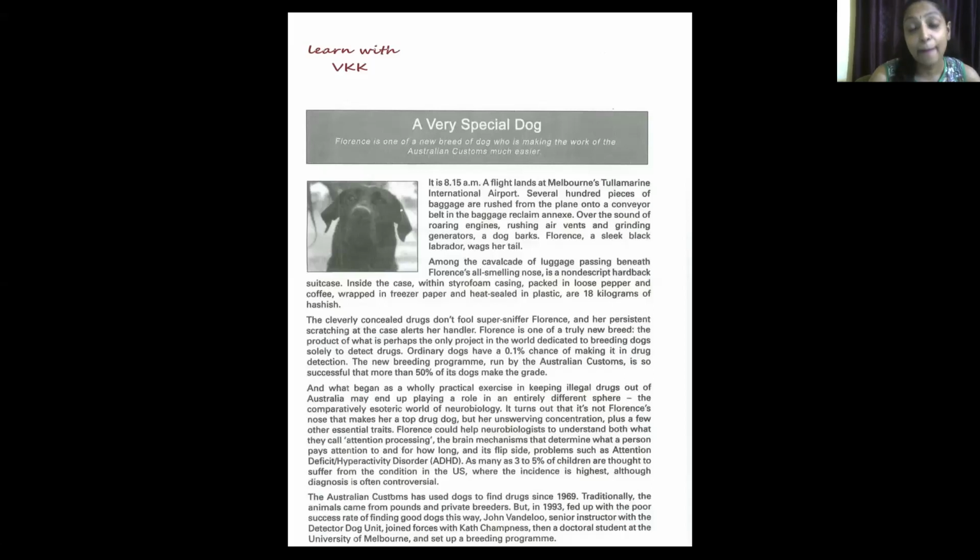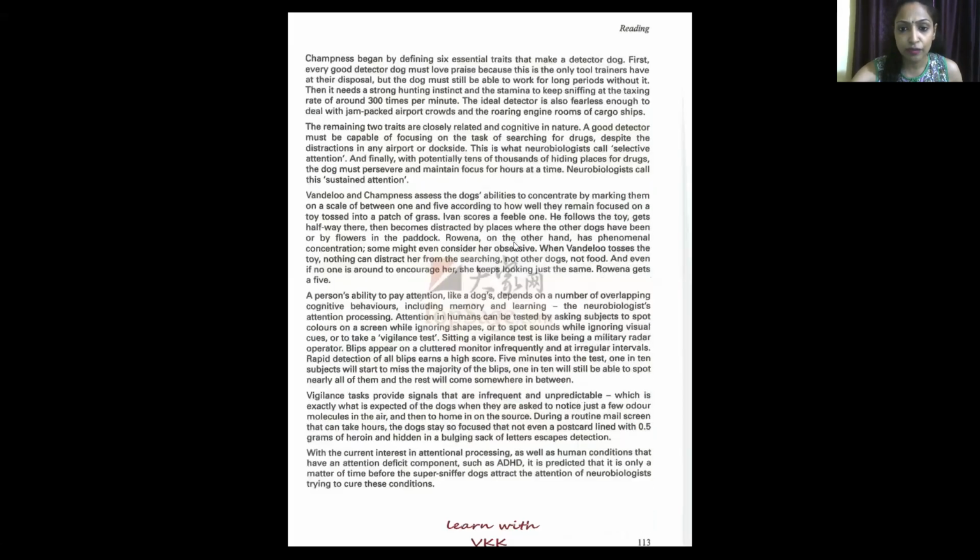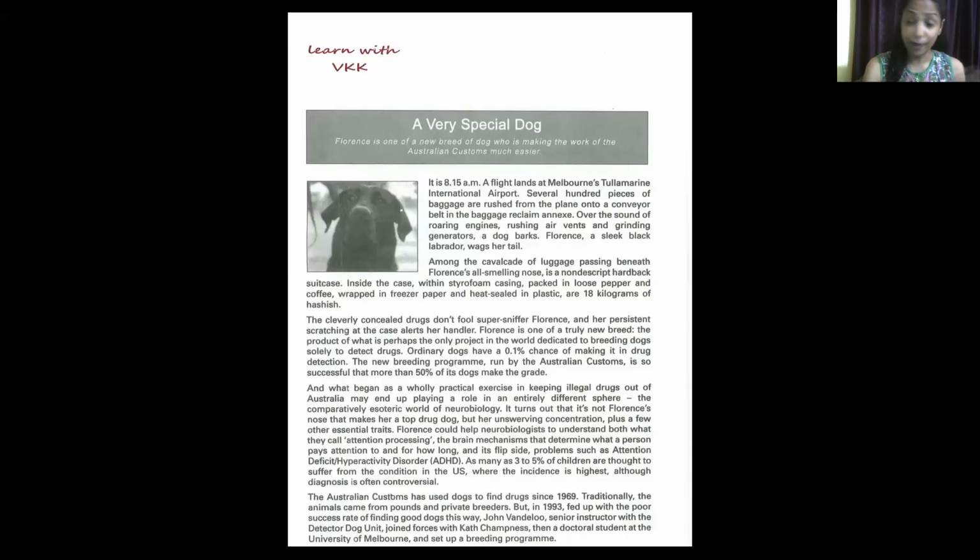So let's take a passage as an example and try to follow the guidelines that I just discussed with you. Ideally, if we have a passage, it can be of 1.5 to 2 pages length. I would like to first show to you this passage titled A Very Special Dog. It's about a dog. We'll get into the details later. I can see that the passage covers about 2 pages. This is one of the pages and this is the second page, and it is divided into several paragraphs.